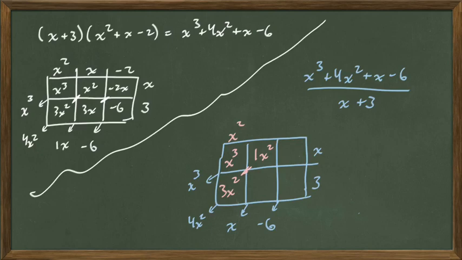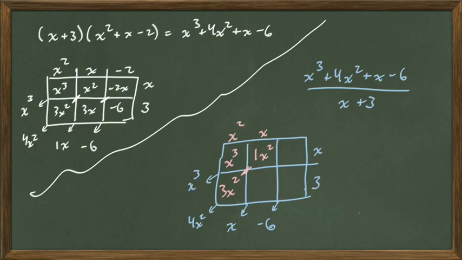Okay, now that I have this, I can figure out this one. What times x would give me 1x squared? Just x, right? X times x gives me 1x squared. Yes. Okay, so now we can fill in the next boxes. I'm going to pause right here and let you guys do the rest, and then I'll do it with you to see if you guys got it.